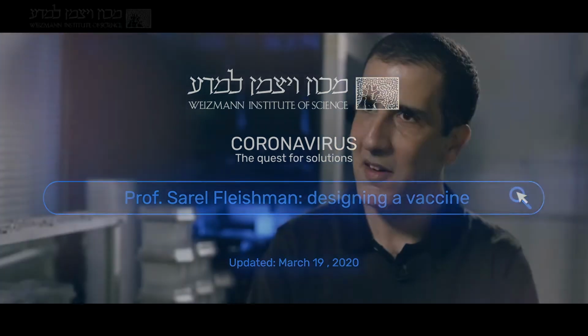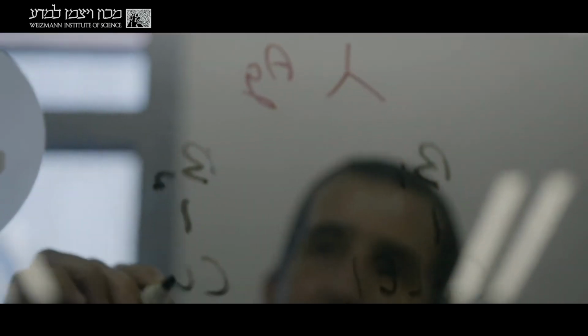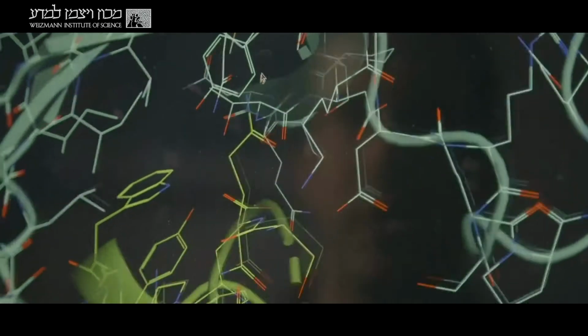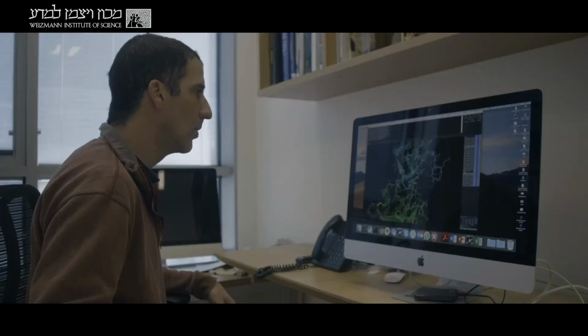When this started happening, it was very clear to me that even though it's not a basic research question, this is the most important thing that I could do at this time. Over the past 8 years, one of the major focuses in our research group has been on learning how to design antibodies on the computer. And we've shown preliminary data that we can do this in atomic accuracy.